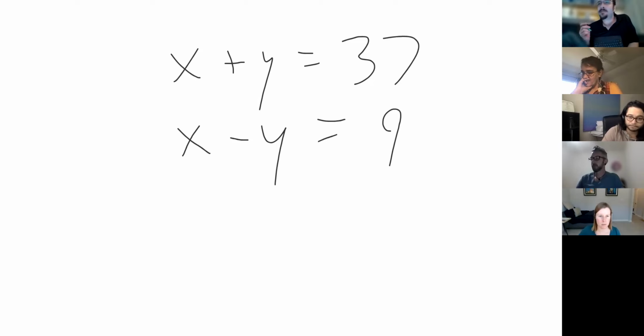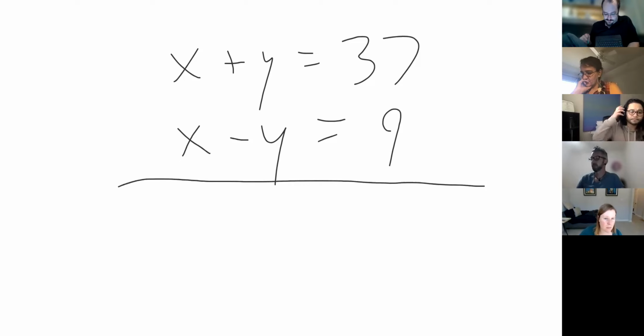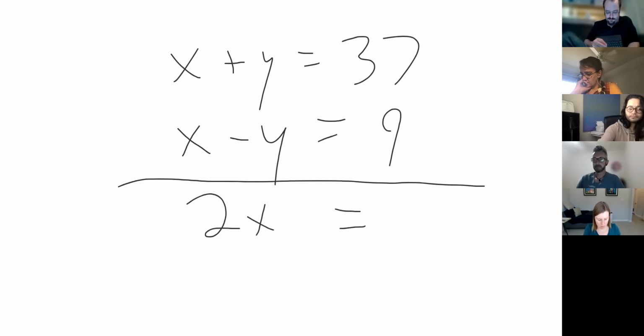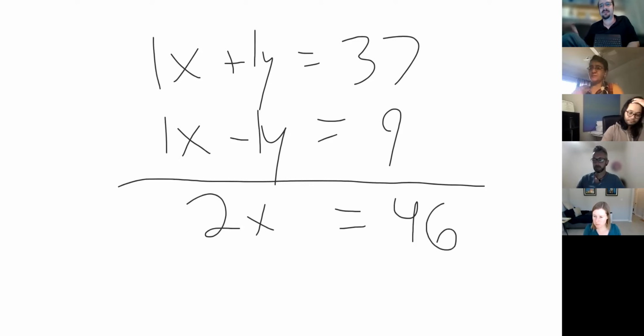So then I had to add the two equations together. So you get 2x, minus nothing, because positive y and negative y cancel each other out. And then 37 plus 9, which gives you 46. And that's called the elimination process. We eliminated the y variables. And then 2x divided by 2, because you're trying to get the x by itself, which gives you 23.